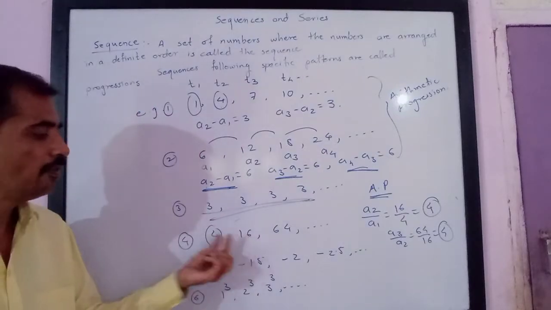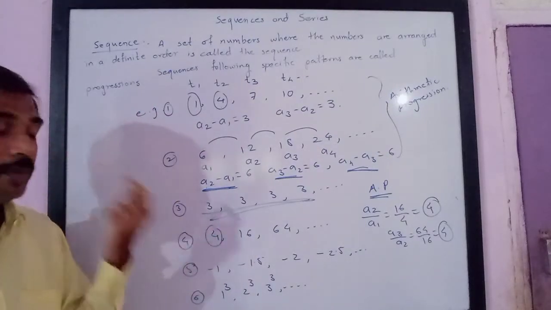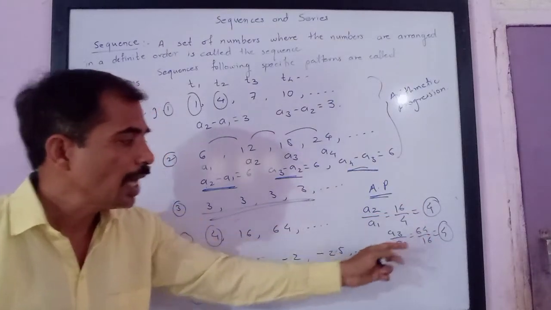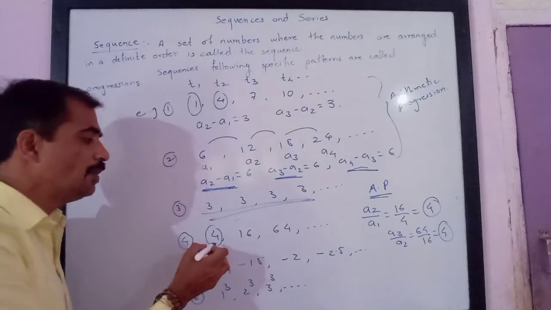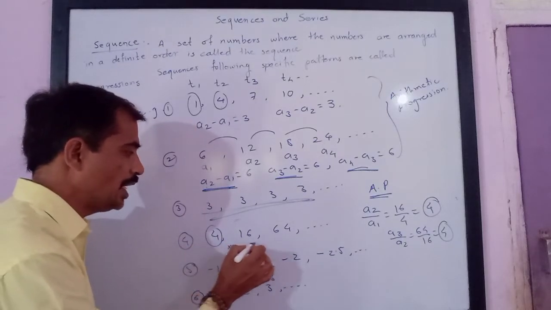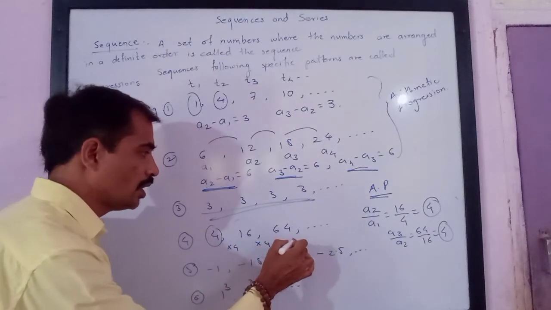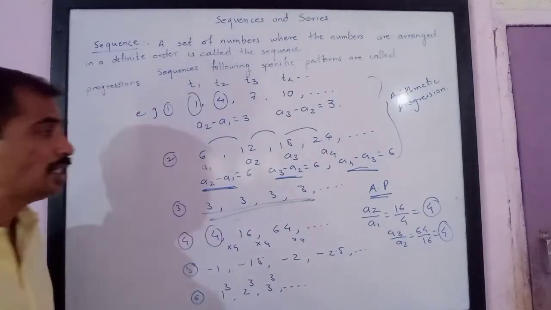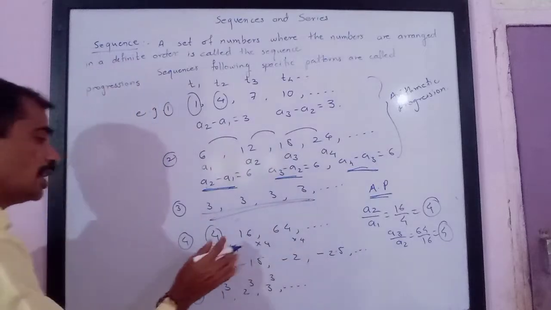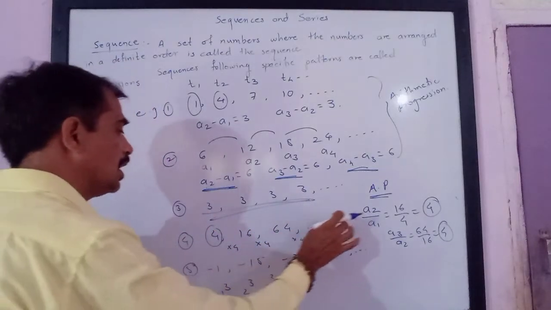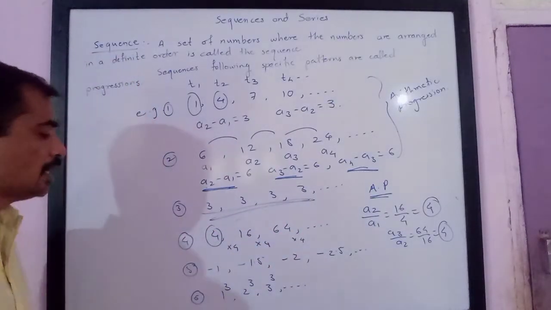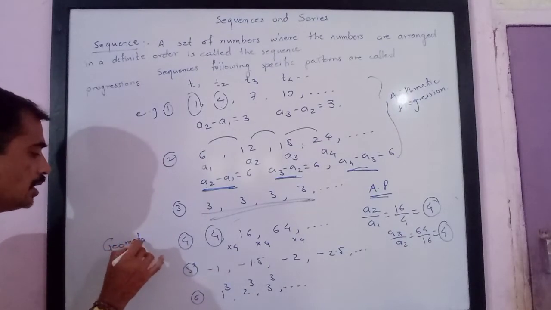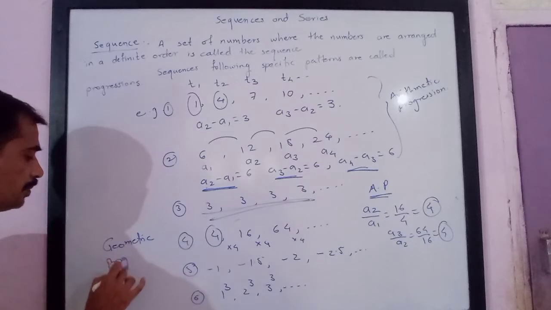here if we divide the second term by the first term, then we get the common multiplier. So here the first term is multiplied by 4, the second term is multiplied by 4, and the third term, if you multiply by 4, you will get the fourth term. Such sequences which are obtained by multiplying by a constant number are called geometric progressions.